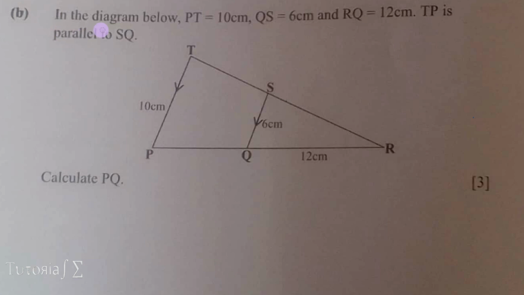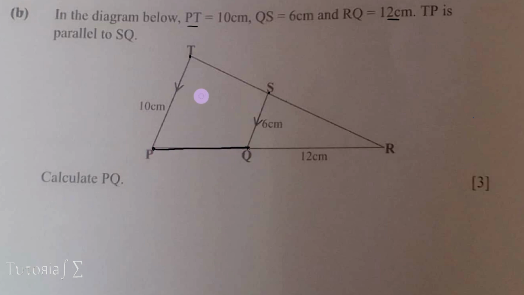So the question reads, in the diagram below, PT, which is this from here to here, is 10 centimeters. QS, which is from here to there, is 6 centimeters, and RQ from there to there is 12 centimeters. TP is parallel to SQ, so these two lines are parallel. Find the length of PQ, which is right here.